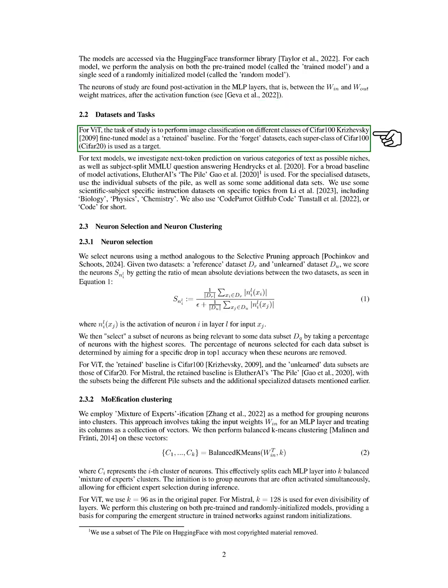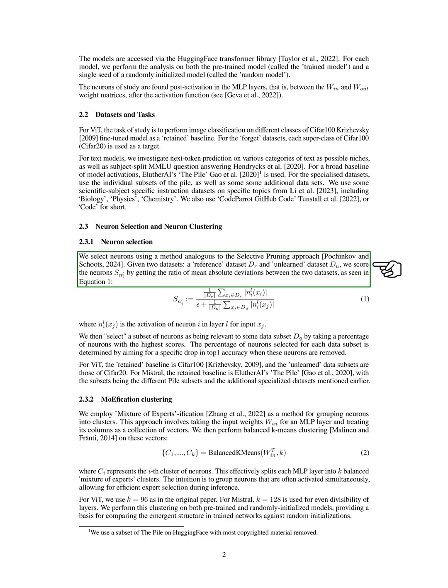In terms of datasets and tasks, we use VIT for image classification on the CIFAR 100 dataset, treating it as a baseline. For the forget datasets, we use superclasses from CIFAR 100. For the text models, we explore next token prediction and question answering across various text categories, using Eleuther's The Pile for a broad baseline and additional specialized datasets for specific subjects like biology, physics, and chemistry, as well as GitHub code. For neuron selection, we apply a method similar to selective pruning.